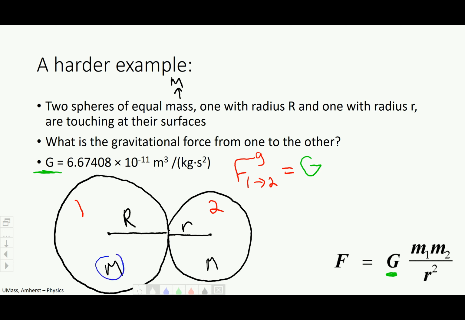Well, we're going to take the masses. We have mass and mass. Good so far. And here's the snag. What radius are we going to use?